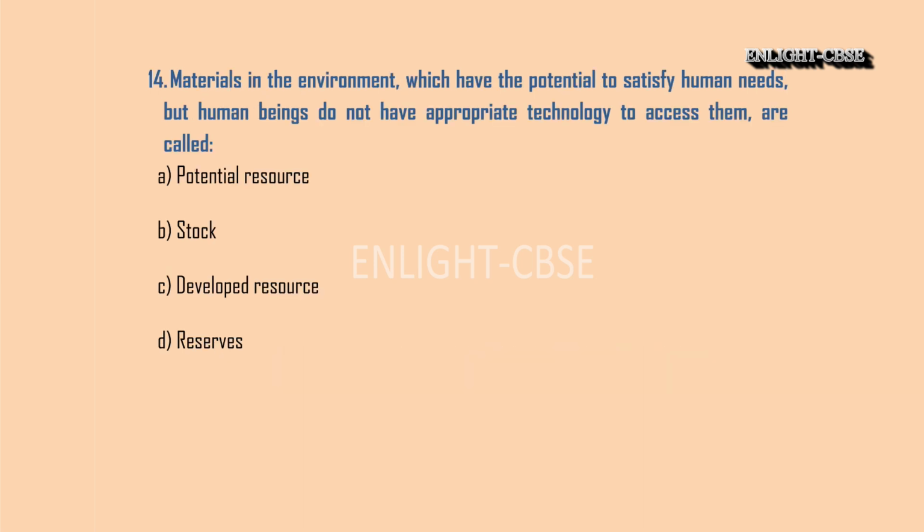Question 14. Materials in the environment, which have the potential to satisfy human needs, but human beings do not have appropriate technology to access them, are called A. Potential resource. B. Stock. C. Developed resource. D. Reserves. Answer: stock.